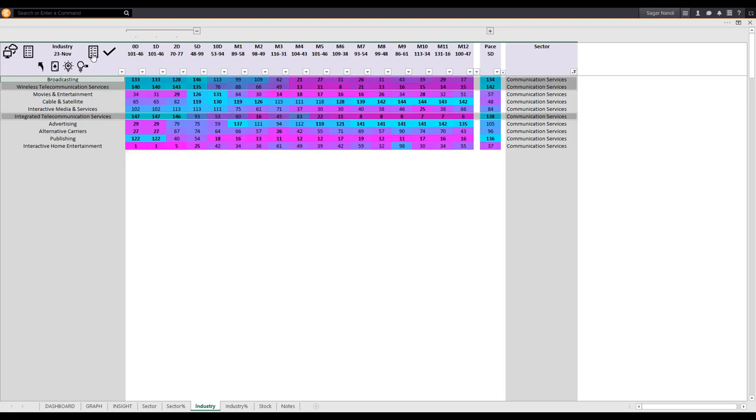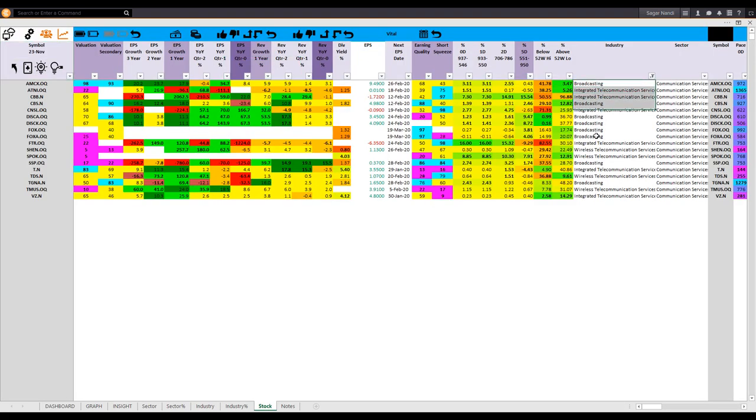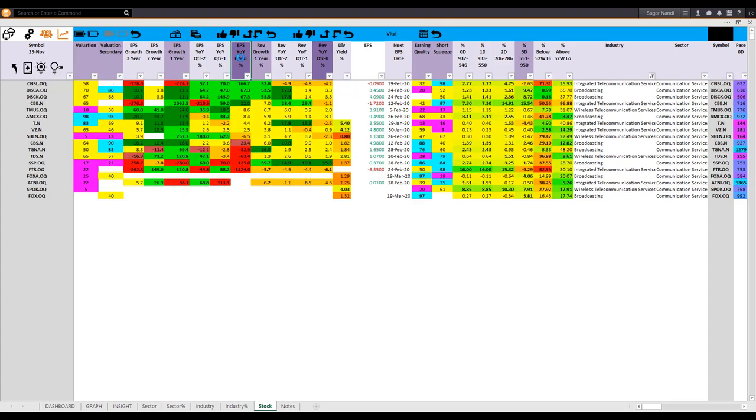Now I can drill down into the industries to look for stocks. These are the stocks, some of the larger stocks in these three industries, all belonging to the strong communication services sector. You may look for buy setups based on valuation, or you may look for buy setups based on earnings growth.